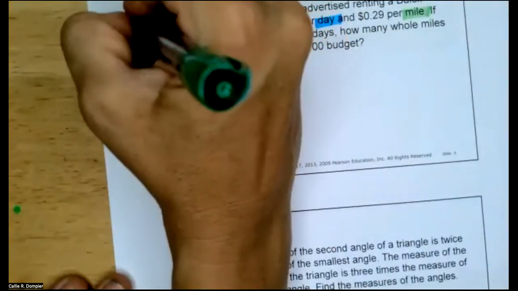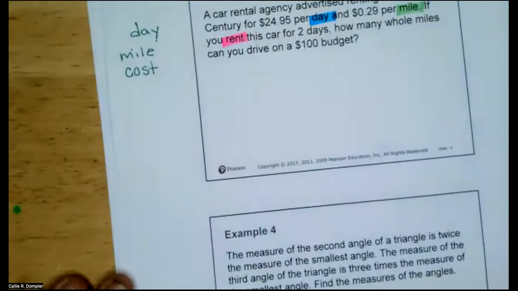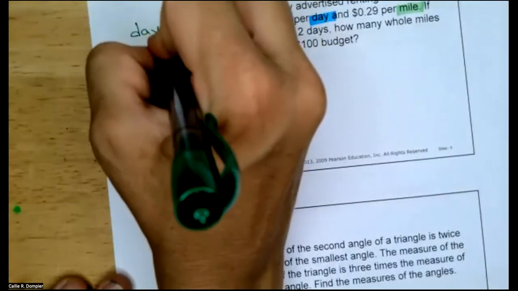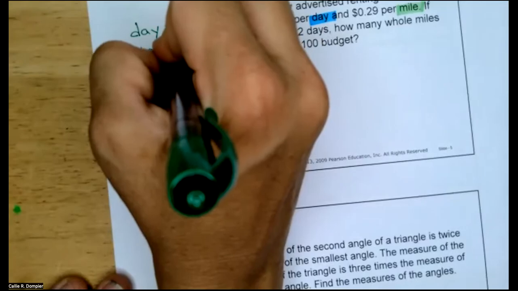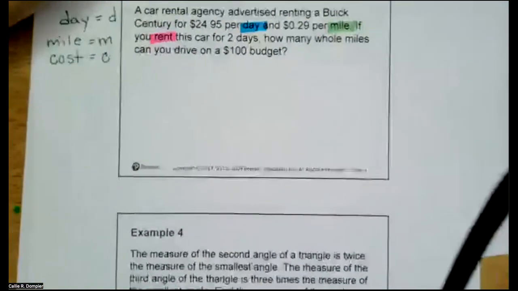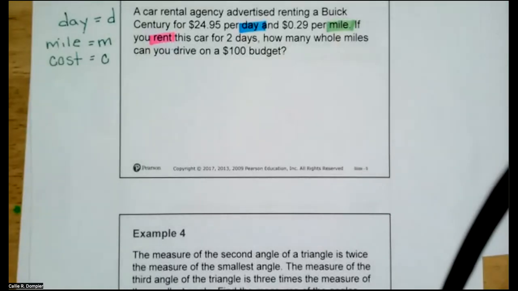Good. So you just label each one of these, and each is going to be a different number, right? None of these are the same number. So day is going to be the letter D. Mile is going to be the letter M. Cost can be C or it can be R, whatever you want to give it. It does not matter. Or my math lab will probably tell you what they want.